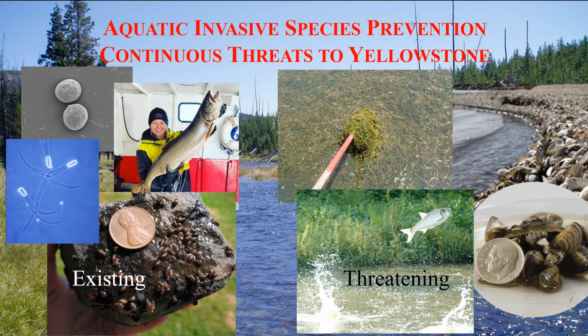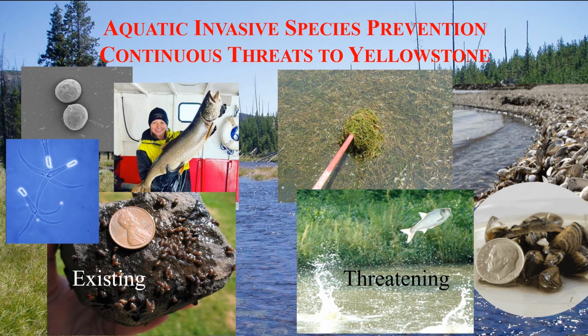There are also multitudes of threatening aquatic invasive species advancing westward across the United States and threatening Yellowstone. These would include, of course, dreissenid mussels, zebra mussels, and quagga mussels, which devastate ecosystems and would be a significant problem for Yellowstone Lake or anywhere in the park if they were introduced. Other species can be equally invasive and a problem though.